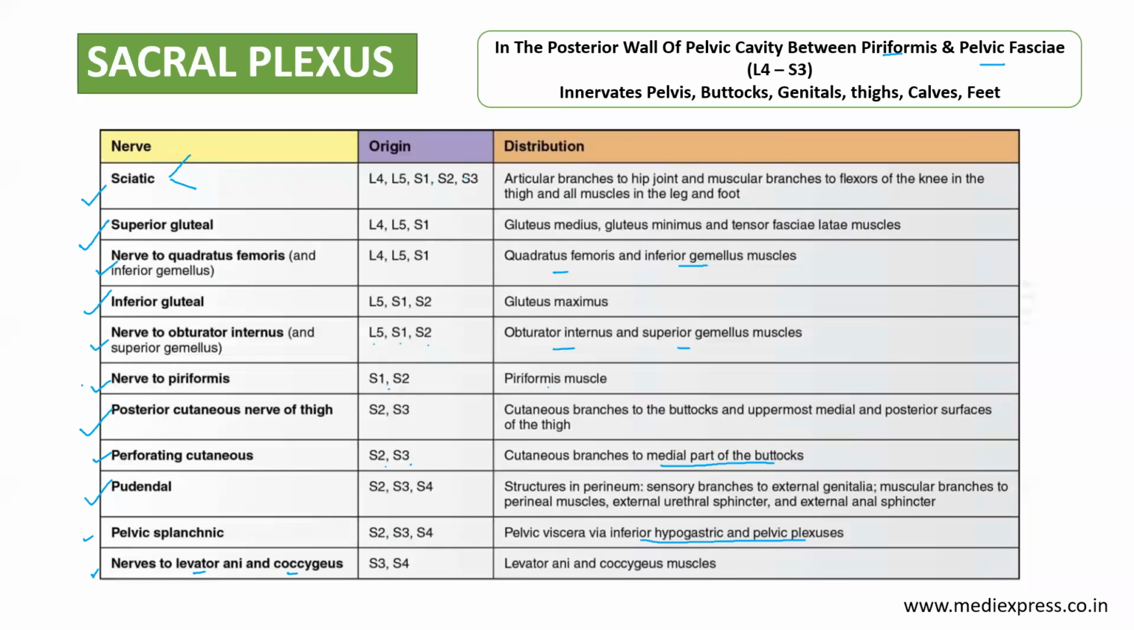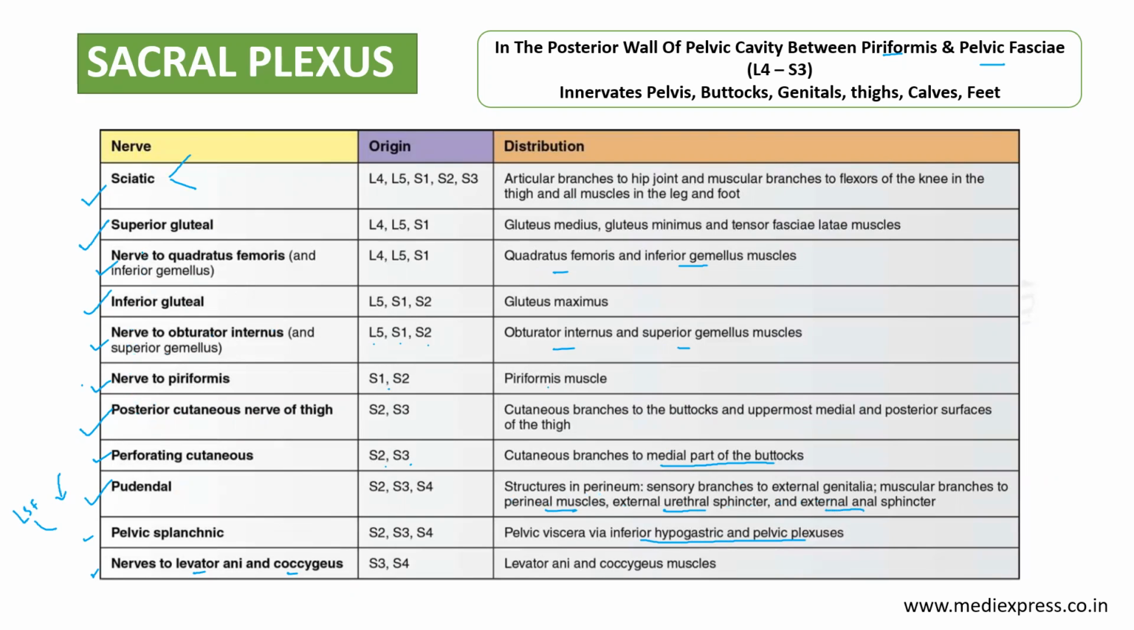The superior gluteal nerve supplies the gluteus medius, minimus, and the tensor fasciae latae muscle. The inferior gluteal nerve supplies the gluteus maximus muscle. The posterior cutaneous nerve of thigh is a purely sensory nerve, supplies the skin over the buttocks and the uppermost medial and posterior surface of the thigh. Pudendal nerve is an important one. It leaves the greater sciatic foramen and re-enters via the lesser sciatic foramen. It supplies the skeletal muscles of the perineum and the external urethral sphincter and anal sphincter.